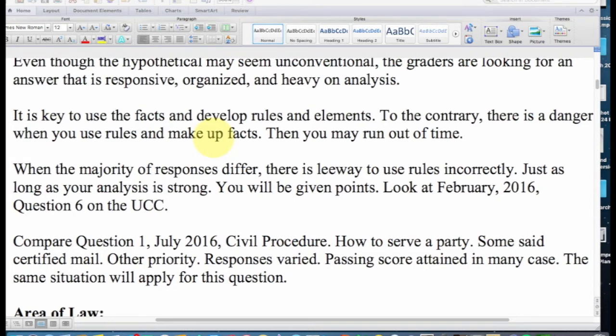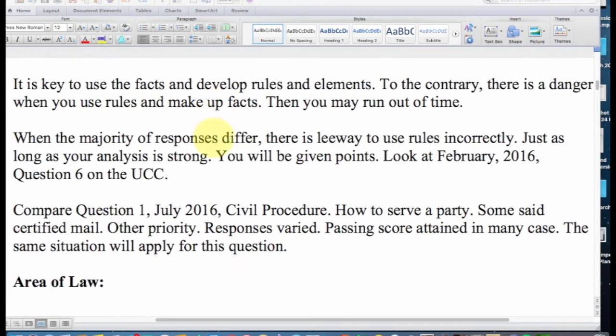And here's something to remember. It is important to use the facts and develop the rules and elements from the facts. Now compare that to when an examinee will make up rules and then make up facts. There's a danger in that because you may run out of time and you may not get a chance to develop and analyze the facts. So hopefully, that wasn't the case for many people here.